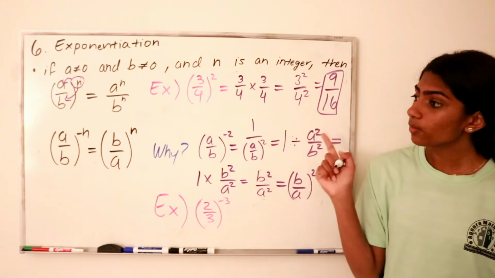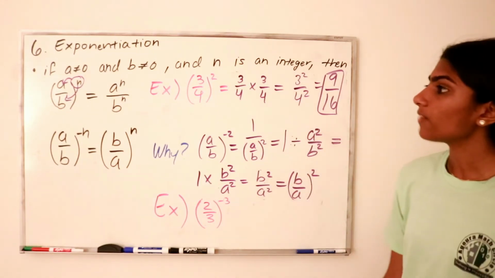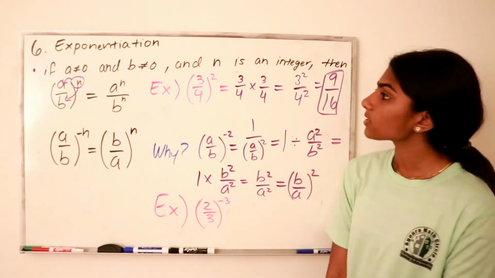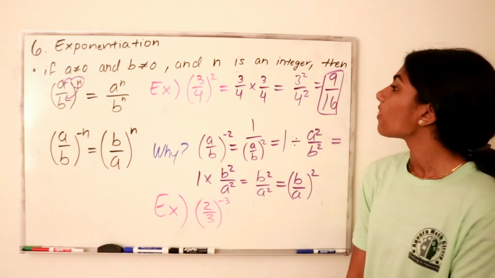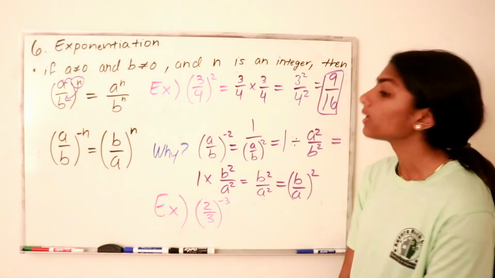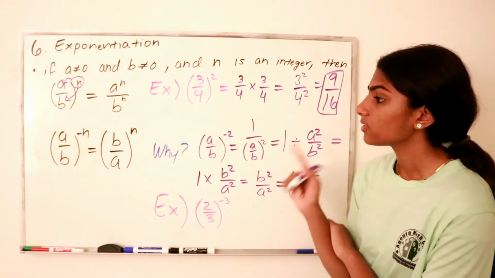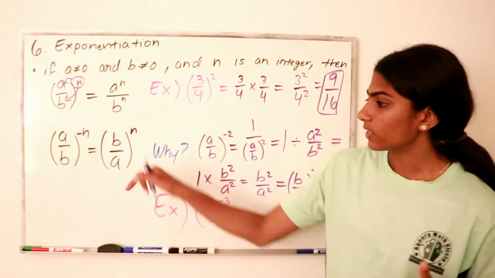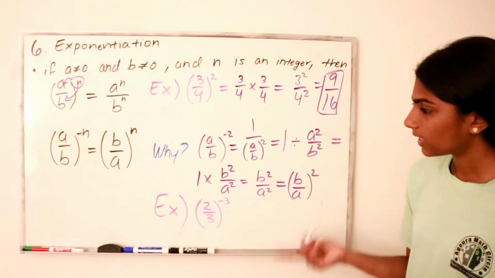So we're just applying the squared to the 3 and to the 4. But this also works with negative exponents. So if a and b are non-zero numbers, and n is an integer, then a divided by b raised to the negative nth power equals b divided by a to the nth power. Now why does it switch? Why is it b over a? Well, let's look at an example.